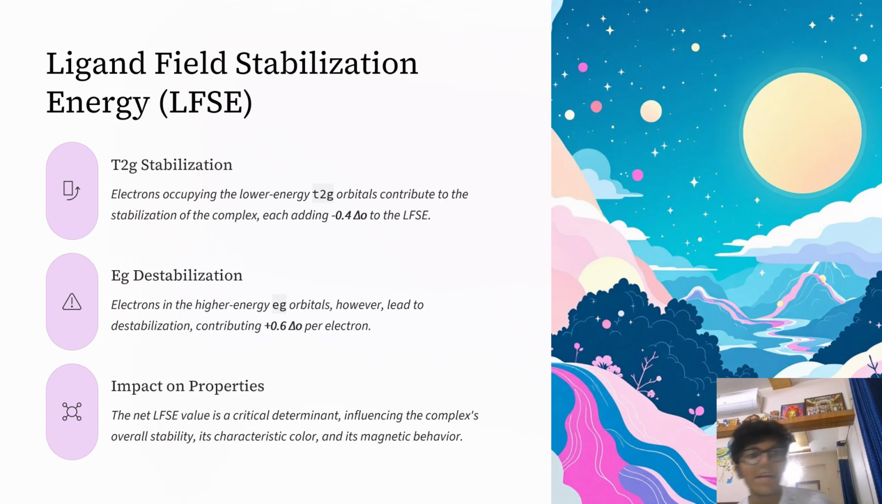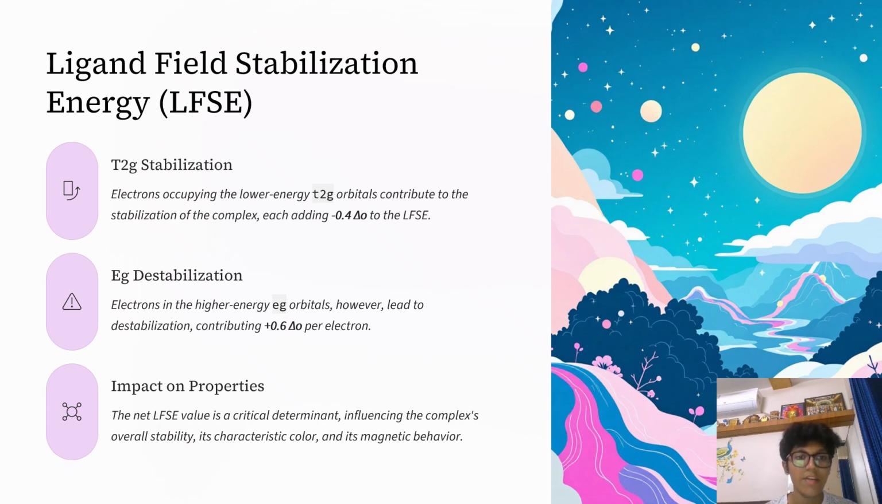Ligand field stabilization energy, t2g stabilization. Electrons occupying the lower energy t2g orbitals. When compared to eg orbitals, t2g possess lower energy because the ligands are present in between the axes, not pointing towards the axes. That's why they have lower energy, each adding minus 0.4 to the LFSE.